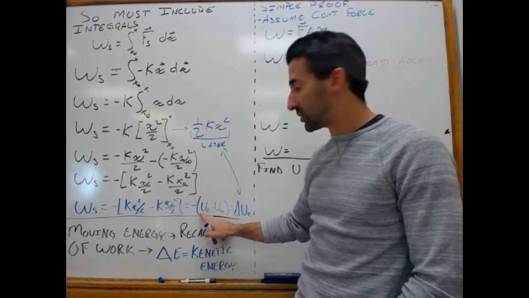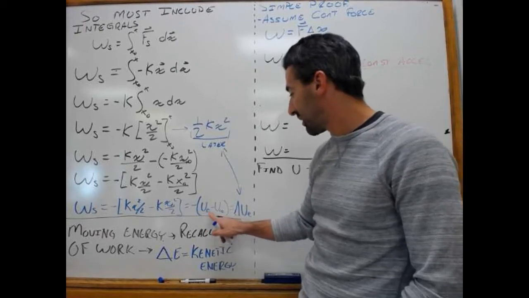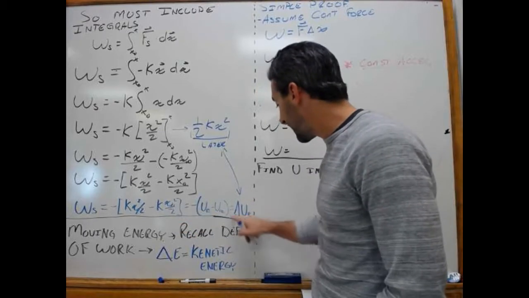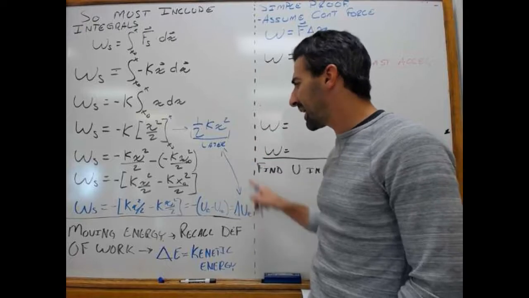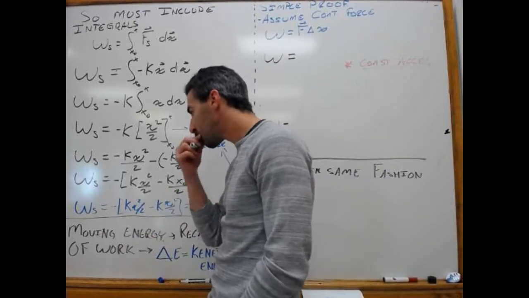U is our potential energy, and I have a little sub E as my elastic. So I have a final elastic minus an initial elastic potential energy, or just a change in elastic potential energy. So this is again coming back from earlier physics classes. We're just building on information.